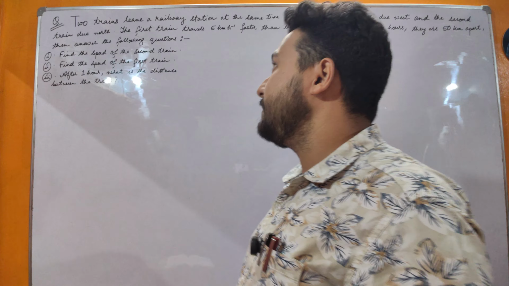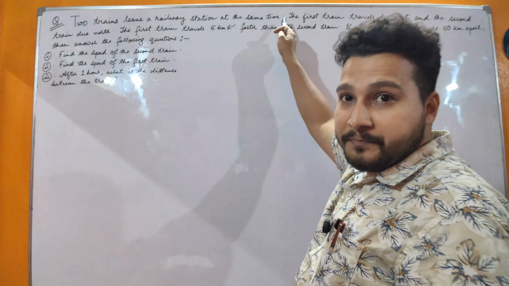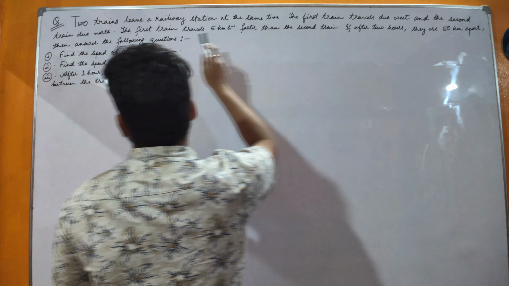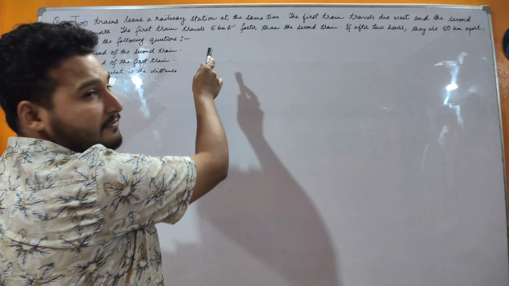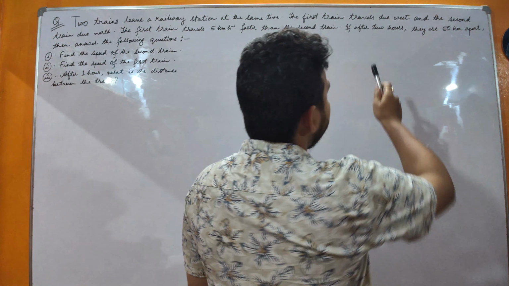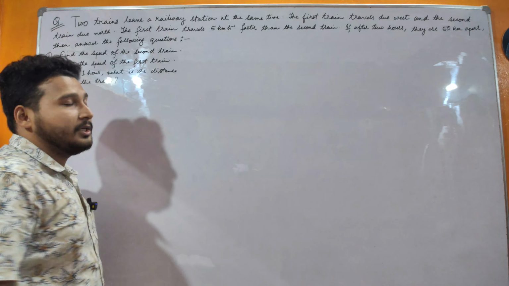So here's the question. Two trains leave a railway station at the same time. The first train travels due west, and the second train due north. The first train travels 5 km per hour faster than the second train. If after 2 hours they're 50 km apart, then answer the following questions.